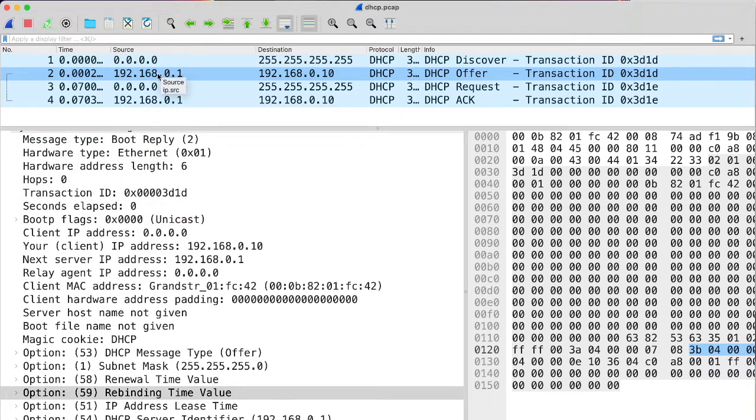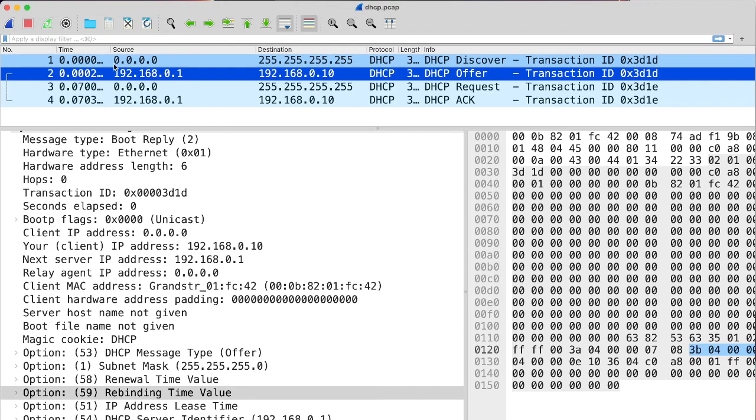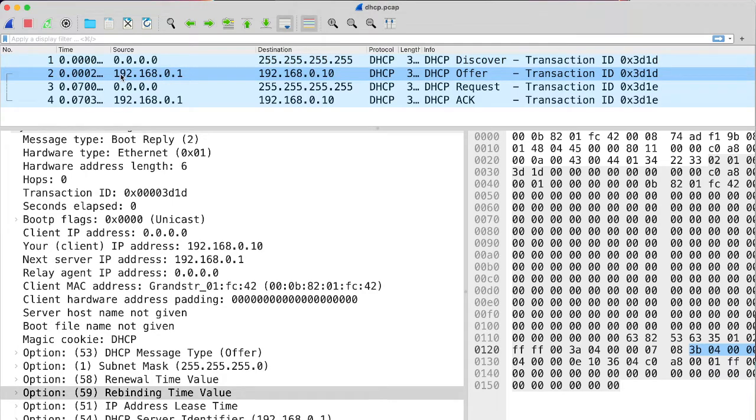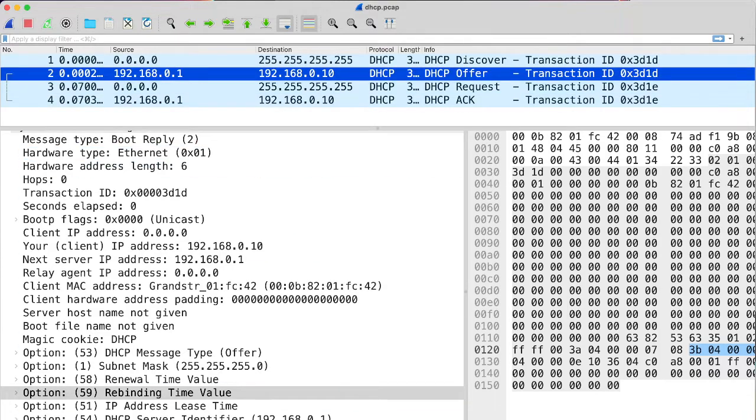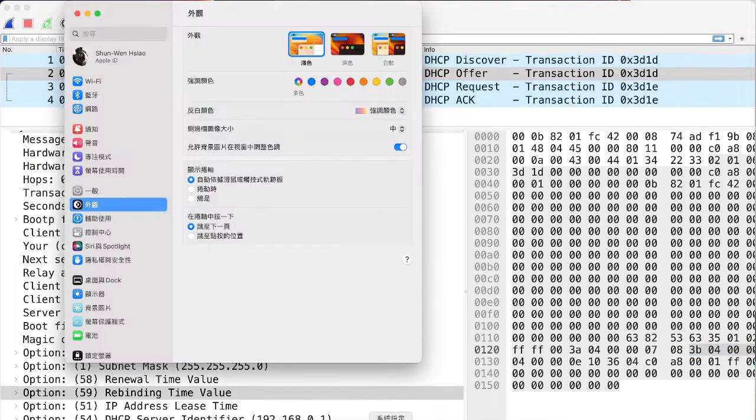In this example, you can see that the IP address right here is not, as I mentioned before, a broadcast message. It is a unicast. Unicast means we have a specific source IP address and a specific destination IP address. That is because of this example, let's take a look at this one.